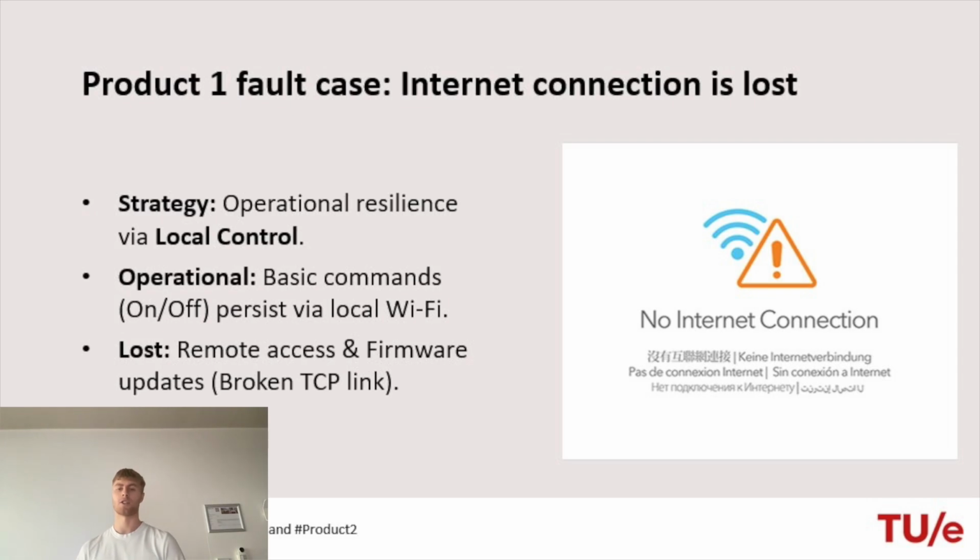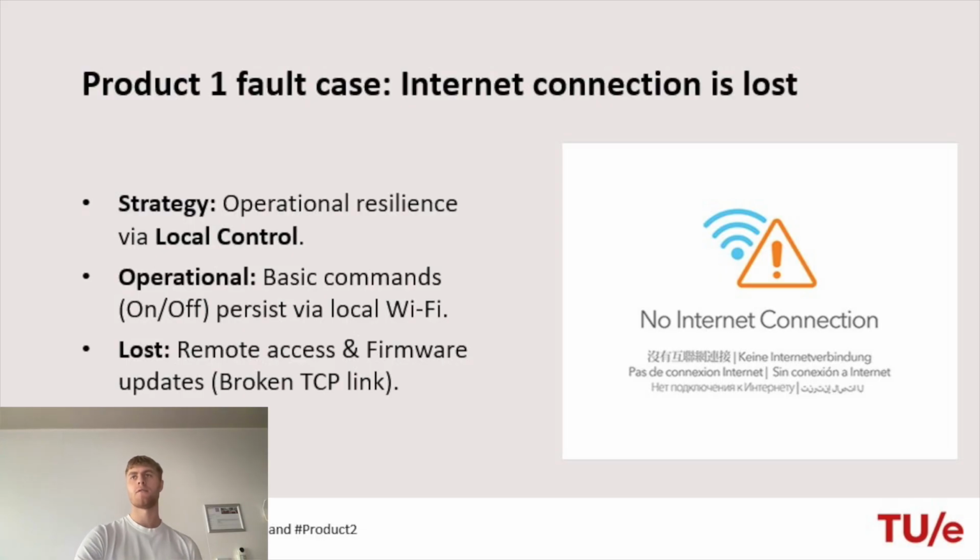If the internet connection is lost, the system shows resilience. Local control remains fully operational via Wi-Fi. However, cloud services like remote access and firmware updates fail, as the TCP link is broken.